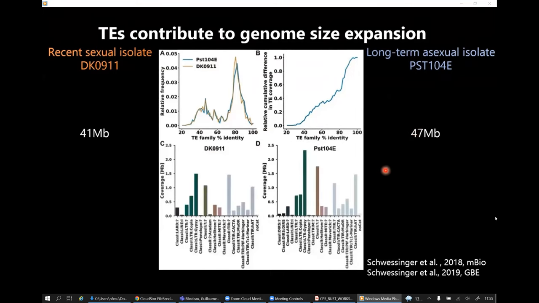And then you can also look at what kind of families are really enriched in this. And you see that the gypsies are really enriched in PST104E, as are some of the class two enzymes, which are DNA transposons as well. There are several families specifically enriched, which have likely been retained in PST104E and then have been encouraged in TK911 to sexual recombination. That's my hypothesis.